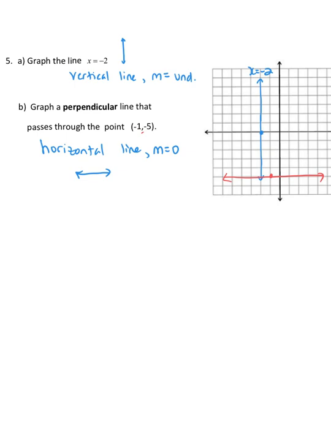And the question doesn't ask us to, but we can find the equation of this line. It crosses the y-axis at 1, 2, 3, 4, 5 below the origin. So that has the equation y equals -5.